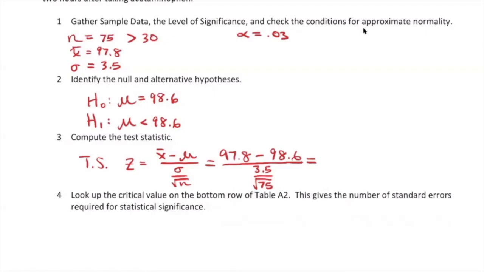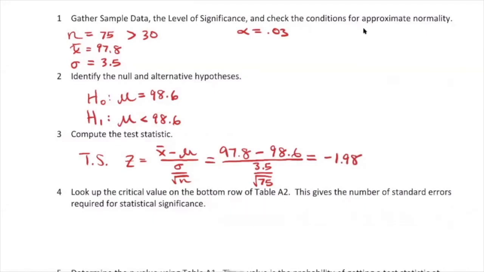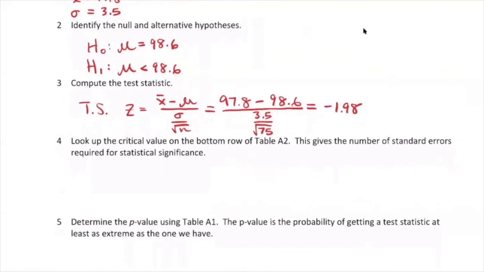Type it in when you get it. Two places after the decimal. Yeah, thank you. Negative 1.98. So that's almost 2 standard deviations below. Seems significant, but I'm not ready to decide that until I get my critical value.